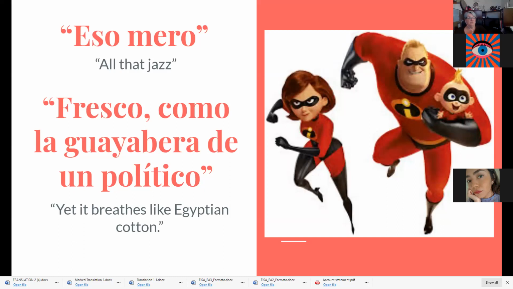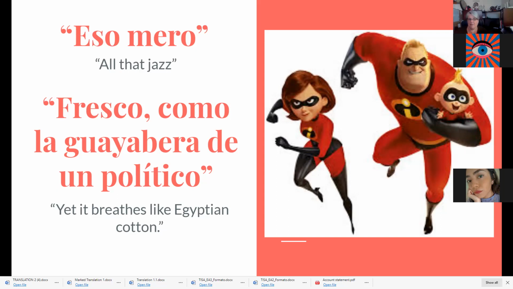In The Incredibles, we have all that jazz translated as eso mero. And yet it breathes like Egyptian cotton, translated as fresco, como la guayabera de un político. This translation, in my opinion, is amazing because the whole idea of a guayabera, first of all, is a very Mexican concept. Actually not Mexican. It's Latin American. For example, you'll see it in the islands in Cuba. I believe it has a different name, but it's basically the same type of garment.